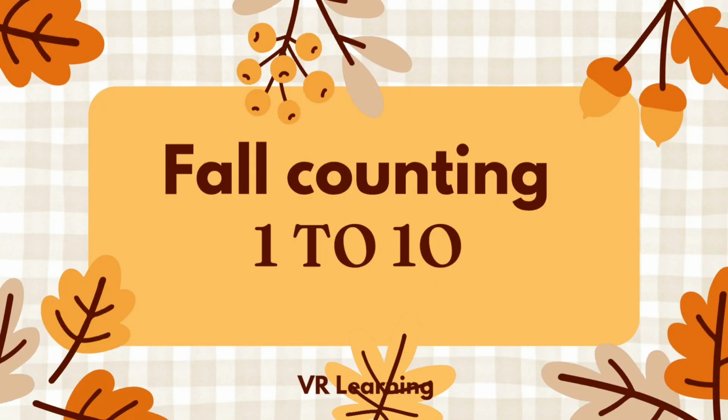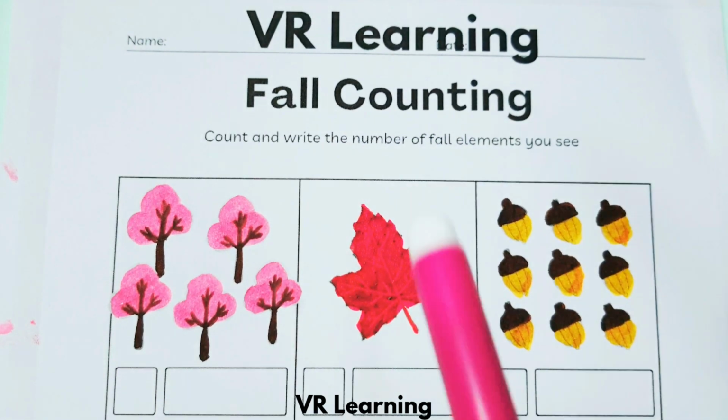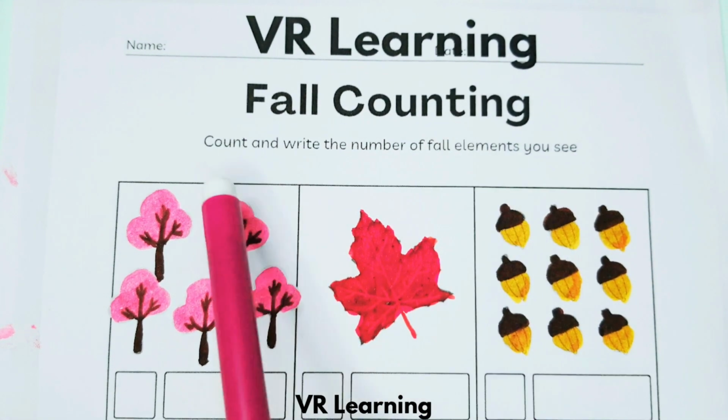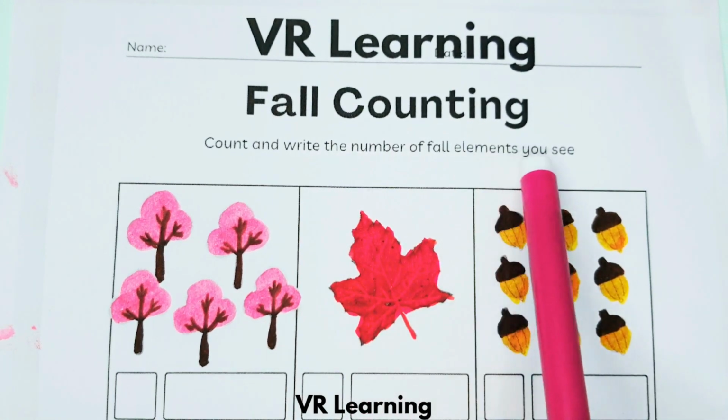In this video we are going to count fall items 1 to 10. Let's start. Fall counting. Count and write the number of fall elements you see.